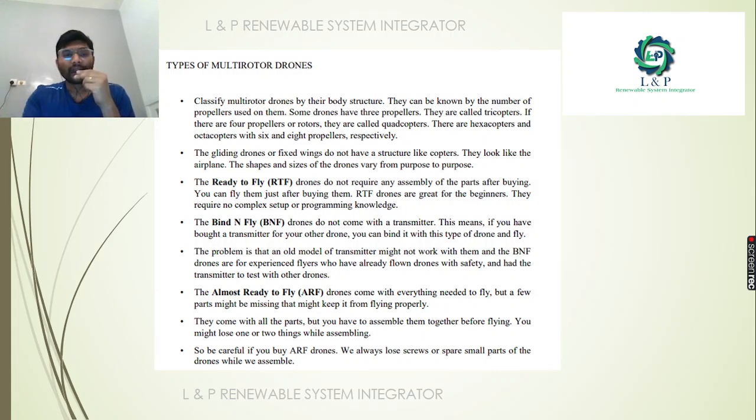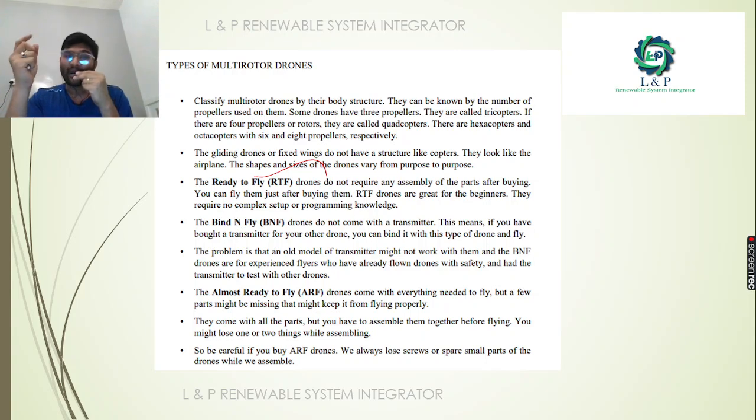There are three important ways you can assemble a multi-rotor drone. One is the ready to fly. You can purchase it directly. If you are a beginner and want to learn to use drones, there is a ready to fly model. If you don't want any complex programming knowledge, you can purchase the ready to fly.